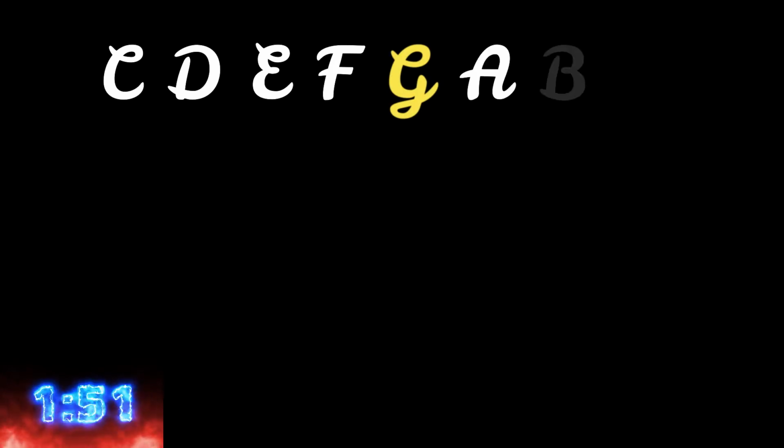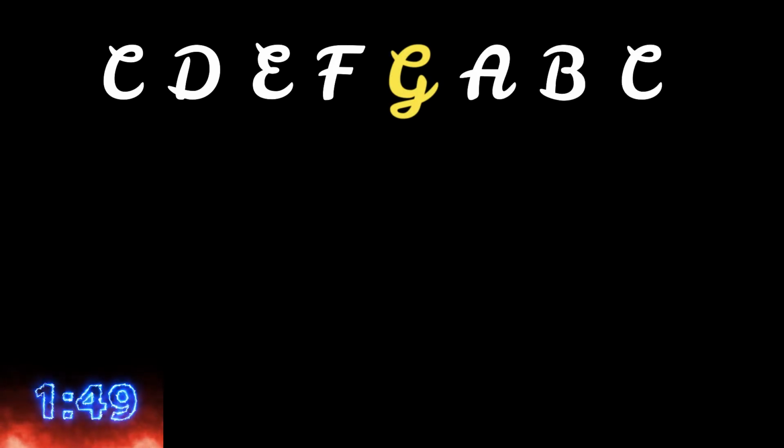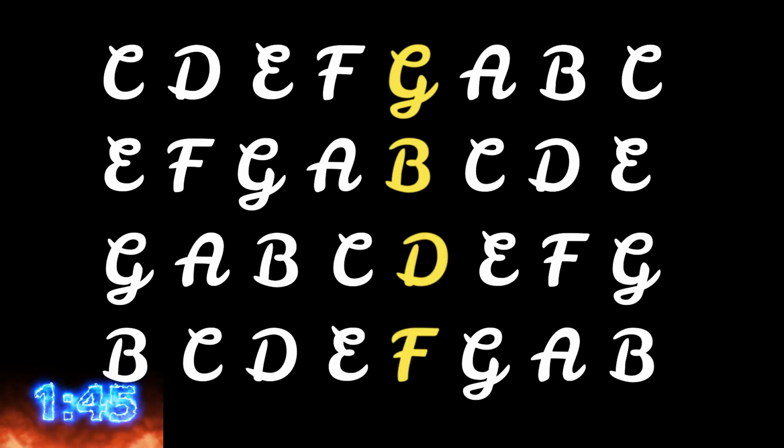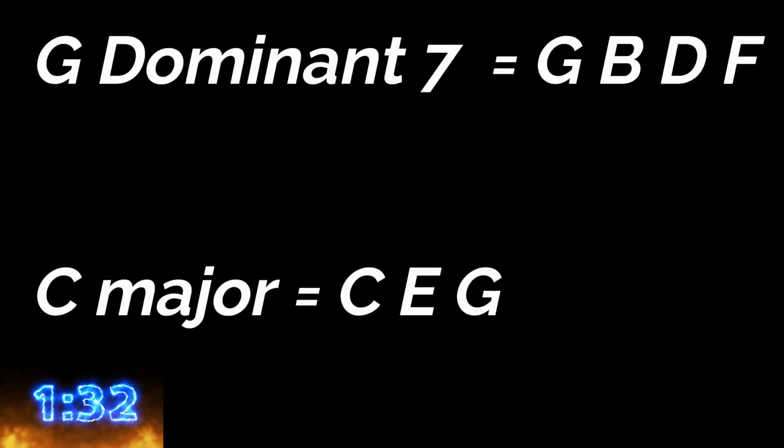Let's stick with the C major scale as an example. C, D, E, F, G, A, B, and C. Now, if we were to do our chords for each note, the G chord will become G, B, D, and F, which we call G dominant 7. Now, normally speaking, that G dominant 7 resolves to its tonic, which is C major. Let's take a listen to that movement.